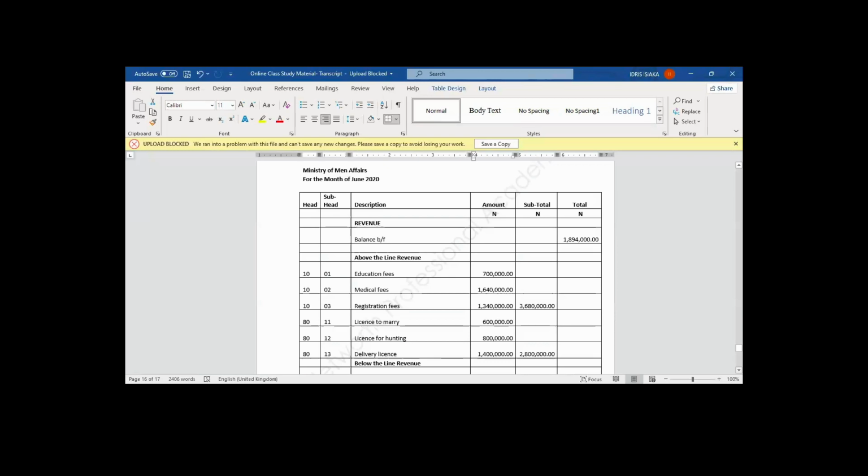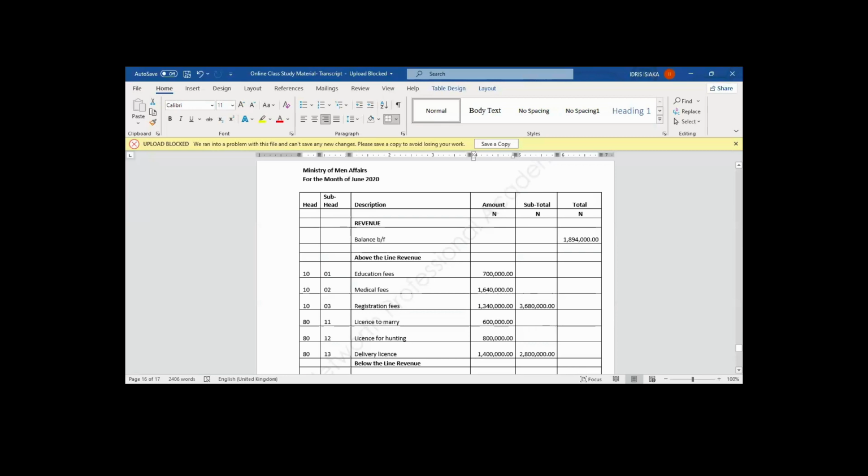After that, I move to 80 and 80. License to marry, license to hunting, delivery license. They are the same head. 80 sub head 11, 80 sub head 12, 80 sub head 13. Then we come before 10. 10 is lower than 10.